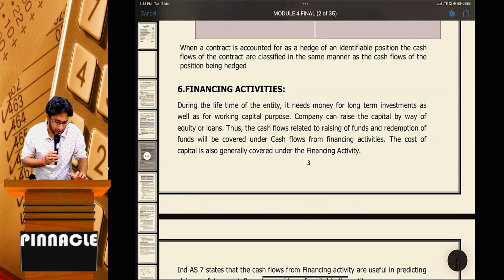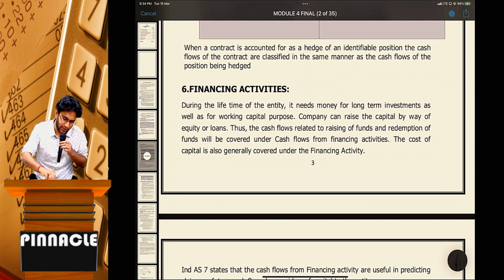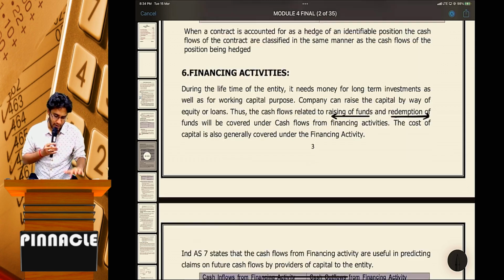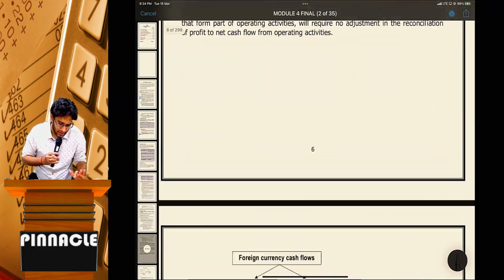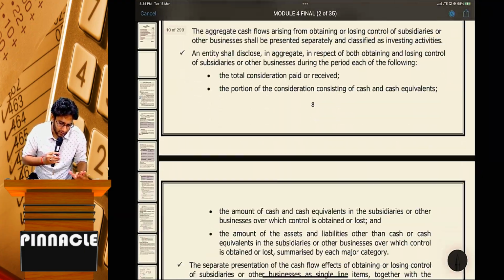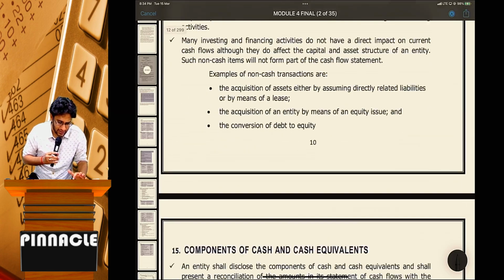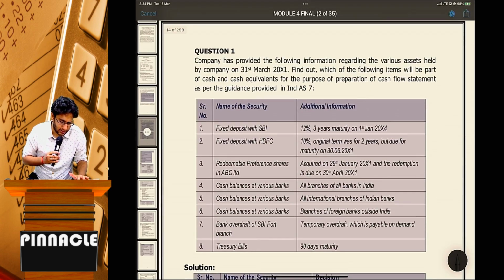Finally, financing activities. Financing activities mainly are cash flows related to raising of funds and redemption of funds. In this there is no big adjustment, sir. Now what we do is go to questions, sir. One or two, three small questions are there. Special cases are majorly covered, sir. One or two are there, that's it.